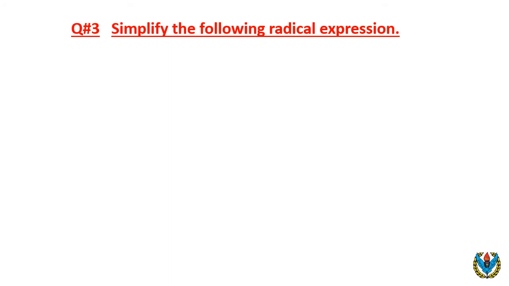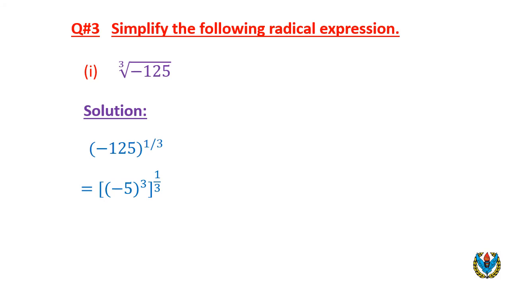Question number 3. Simplify the following radical expression. Part 1 is square root of minus 125 with index 3. Its solution is, dear students, we can write it in exponent form, that is minus 125 with exponent 1 by 3. We know that minus 125 is equal to minus 5 with exponent 3. And next we can multiply 3 with 1 by 3. So we have minus 5 as its answer.